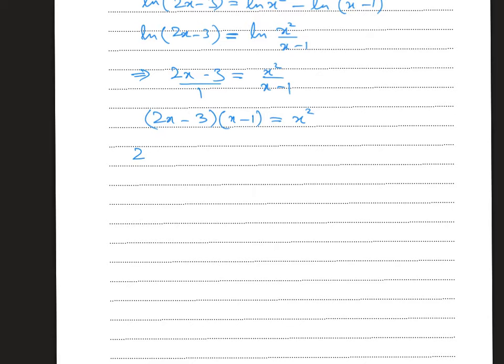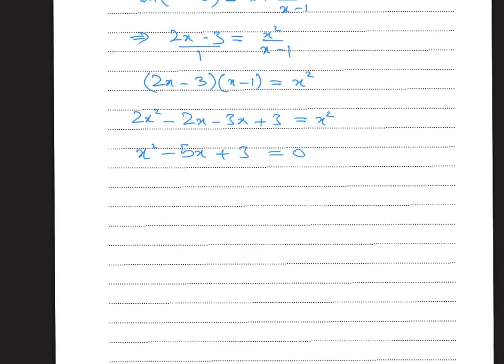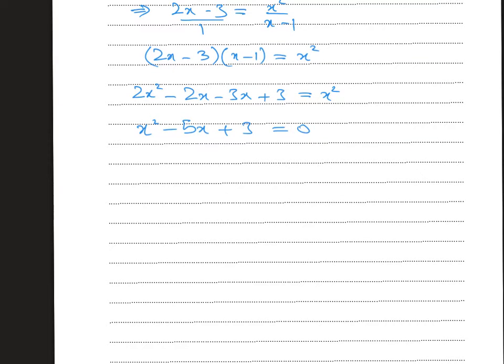And now we have to simplify this expression. So 2x minus 3 times x minus 1 would be 2x squared. So we multiply the first term with the first term and we can expand this. So 2x squared minus 2x minus 3x plus 3 equals x squared. Now let me also move this x squared from the right hand side to the left hand side. So 2x squared minus x squared would be x squared minus 5x plus 3 equals 0. So basically this is a quadratic equation, and we can solve this expression.